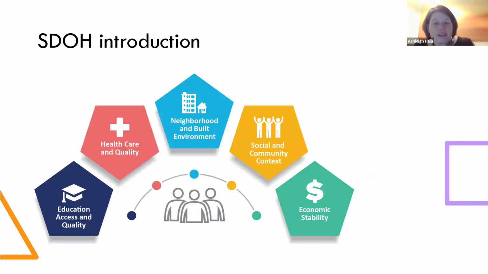So one is economic stability, the ability to afford what we would call health supporting purchases. Think about food, think about housing, those are going to be on that list. Then you see education access and quality, so the ability to obtain and maintain high quality education, right? Sort of throughout your educational journey.